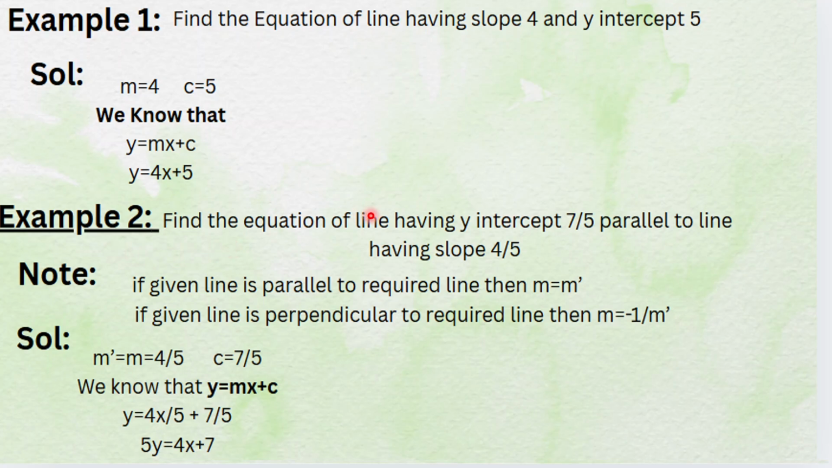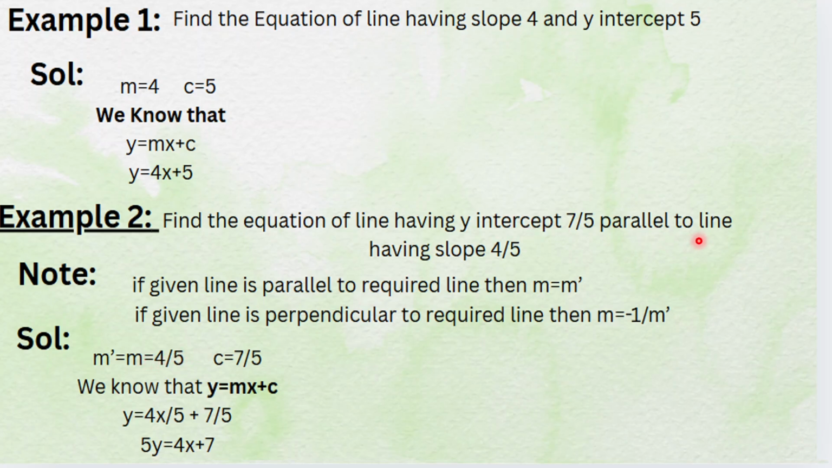Now in the second example, we are asked to find the equation of the line whose y-intercept is 7 over 5 and it is parallel to a line having slope 4 over 5. If our required line is parallel to the given line, then the slope will be the same, but if our required line is perpendicular to the given line, then the slope will be the negative reciprocal, as I have written below. In the question, our required line is parallel to a line having slope 4 over 5. So the slope of the required line will be 4 over 5.